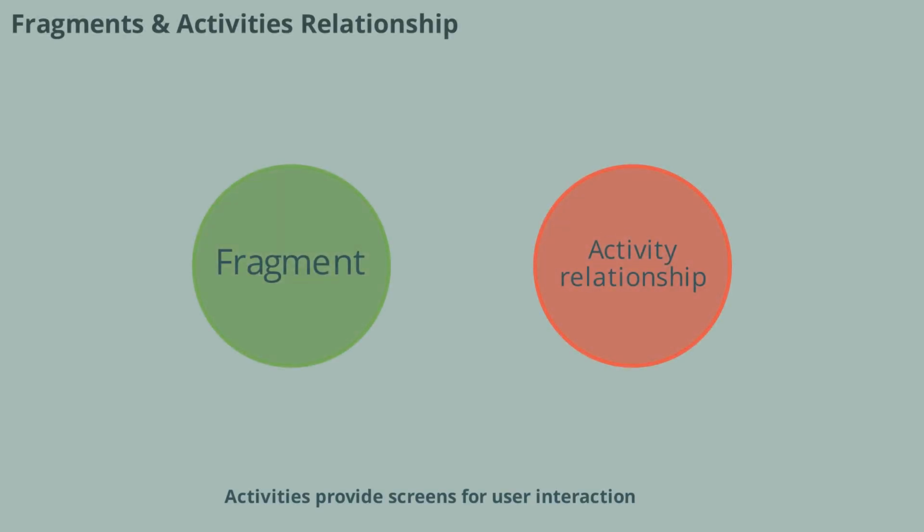Activities provide screens for user interaction, while fragments represent behaviors or portions of UI within an activity. Fragments have their own lifecycle and input events, and can be added or removed as needed. This relationship enables modular UI design and flexible app architecture.